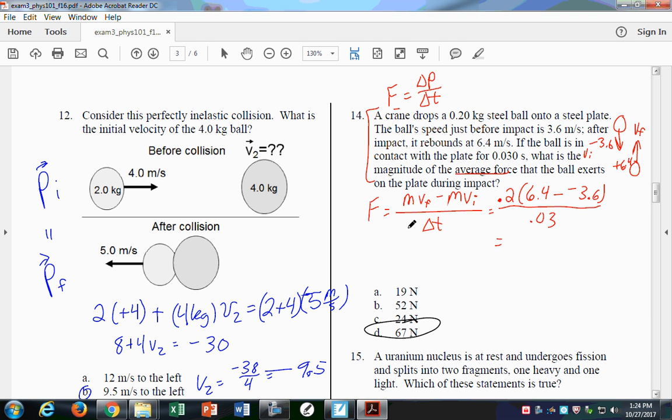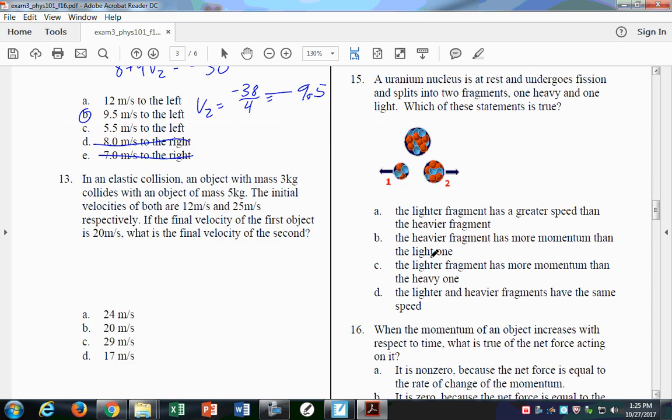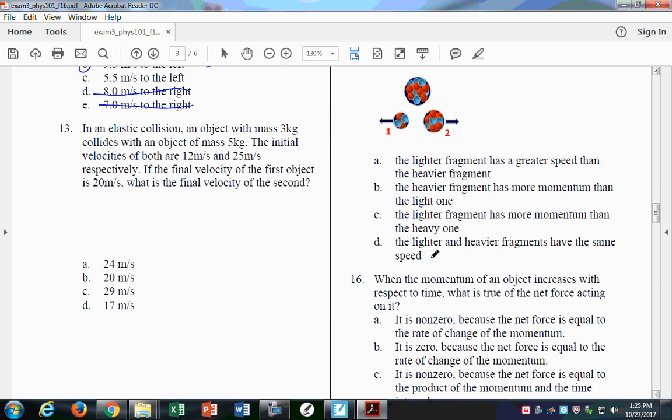Okay? So those are two classes of problems. You'll have several of each, probably, for the collisions and for the impulse momentum problems. I say several of each. You'll have a couple of each, probably. Number 13 is another collision. You'd work it in a very similar way to number 12.